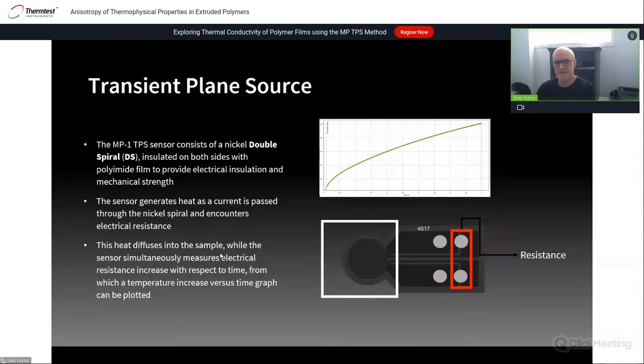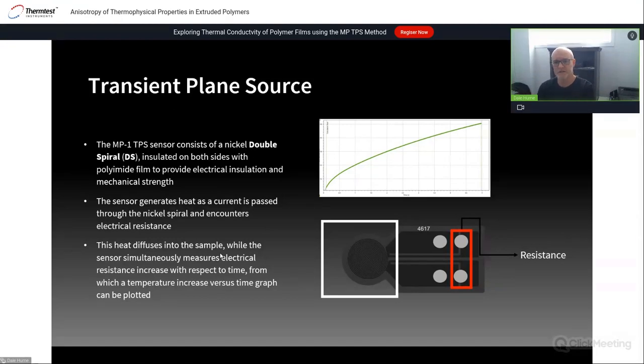Because there's a current passing through that double spiral, it generates heat, typically above ambient temperature by less than a few degrees. While it's generating heat, we're monitoring the electrical change in resistance, which gives us a plot of temperature rise versus time. That's our raw data. Regardless of a transient hot wire, although the construction of the sensor is different, in this case this is a flat sensor that can be used symmetrically or asymmetrically, which we'll mention later.